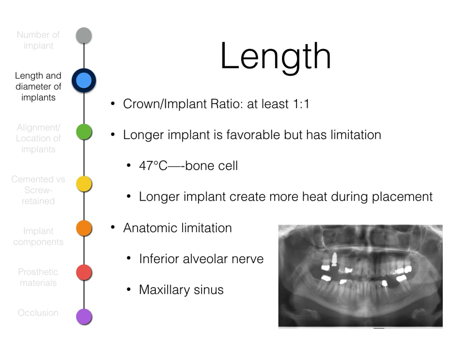The other limitations were coming from the anatomy. For example, on the lower, we have the inferior alveolar nerve. On the upper, we have the maxillary sinus. So the alveolar ridge to those 2 different anatomical landmarks will limit where we can place the implants.